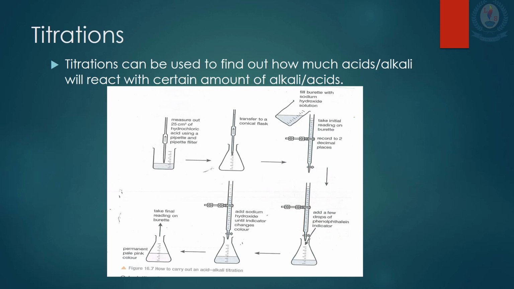We take the initial burette reading, and then we add a small amount of indicator to the conical flask, and then we add sodium hydroxide dropwise to the conical flask. At some point you can see a color change, so we take the burette reading at that color change. By this burette reading we can calculate the concentration of sodium hydroxide. That is what we basically do in a titration.